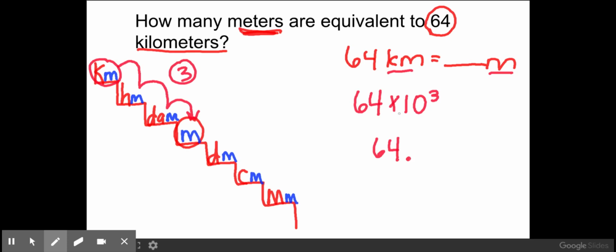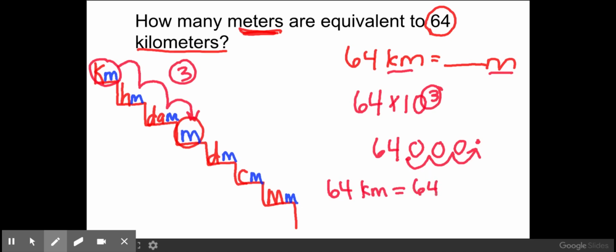So that means that my decimal has to do the opposite. It needs to move to the right 3 times. 1, 2, 3. My decimal's now here, and every blank space I can fill it in with a 0. This means that 64 kilometers is equivalent to 64,000 meters.